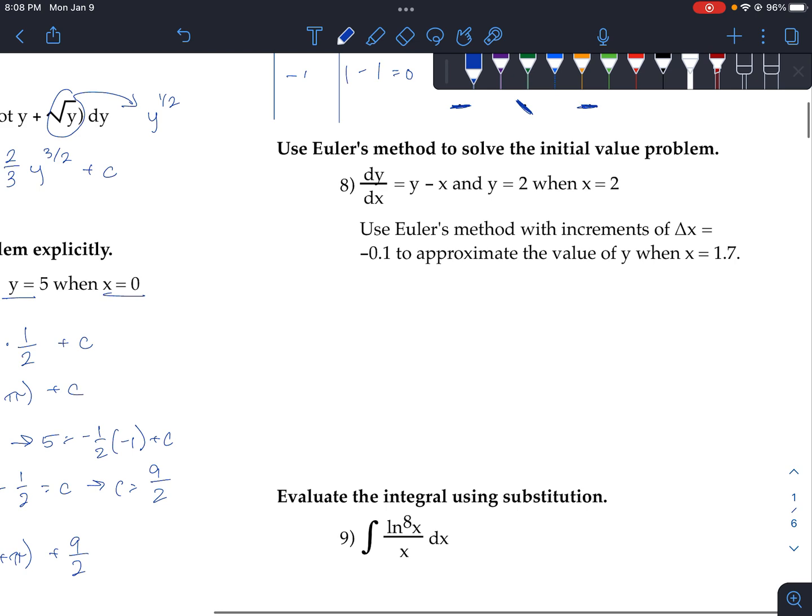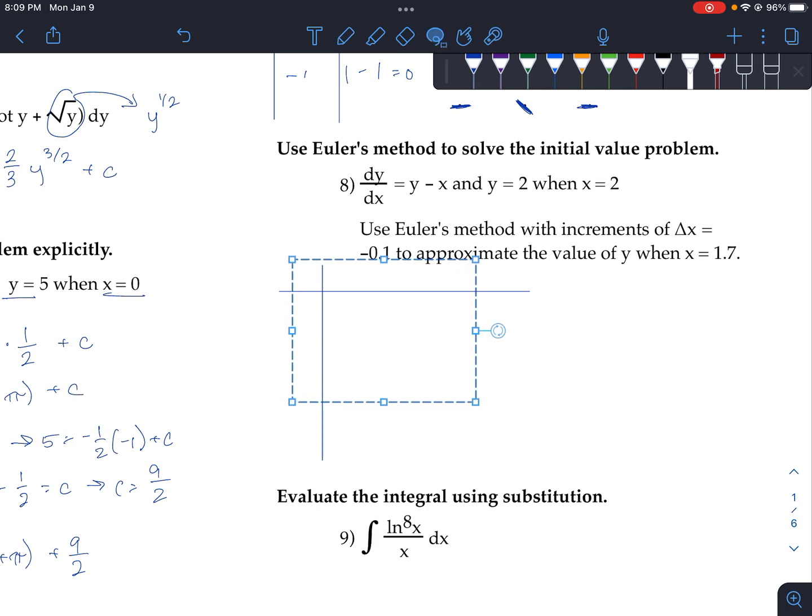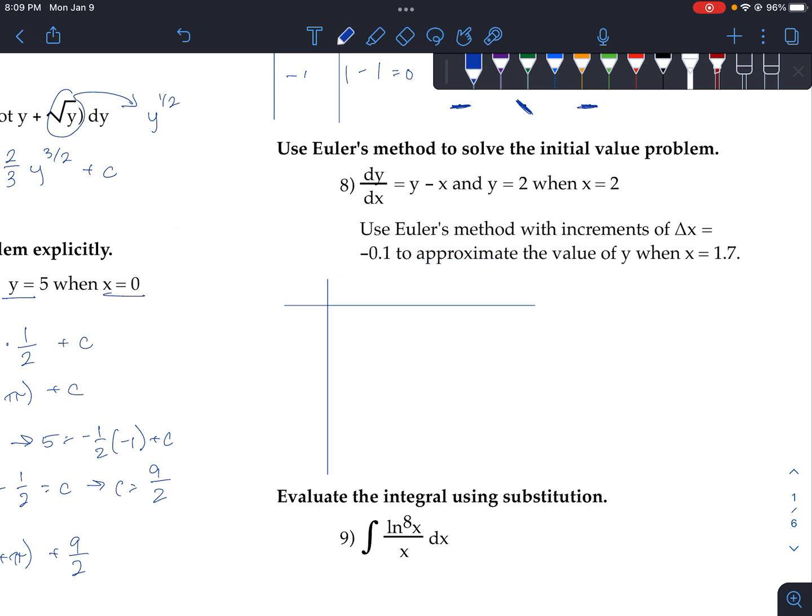Okay, for the next one, it says use Euler's method to solve the initial value problem. So it gives us the derivative, which is y minus x, and it tells us the initial point is y equals 2 and x equals 2. So if you guys remember, I shared a method where I use a table. And this is, I found, the best way to go about this Euler's method.